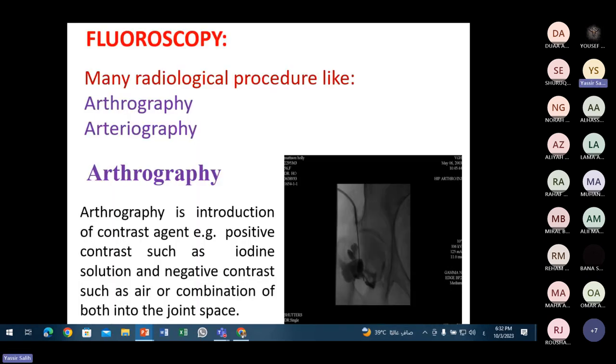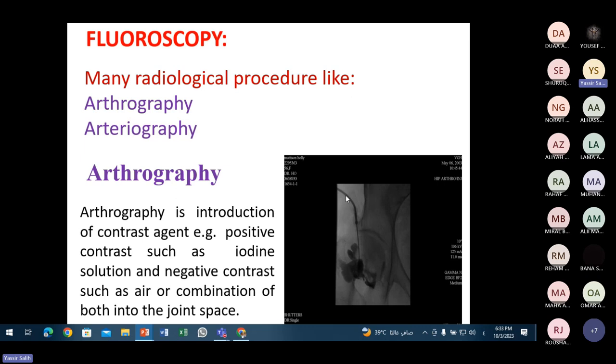Now we have completed the conventional or plain X-ray. Now we are going to discuss fluoroscopy. Fluoroscopy is now not done frequently for assessment of the joint, and it can also be used for assessment of the blood vessels, arteriography. Arteriography is not commonly done now, and it is an obsolete technique because MRI replaces it. We can get more information with MRI than can be identified by arteriography, and it is also an invasive technique.